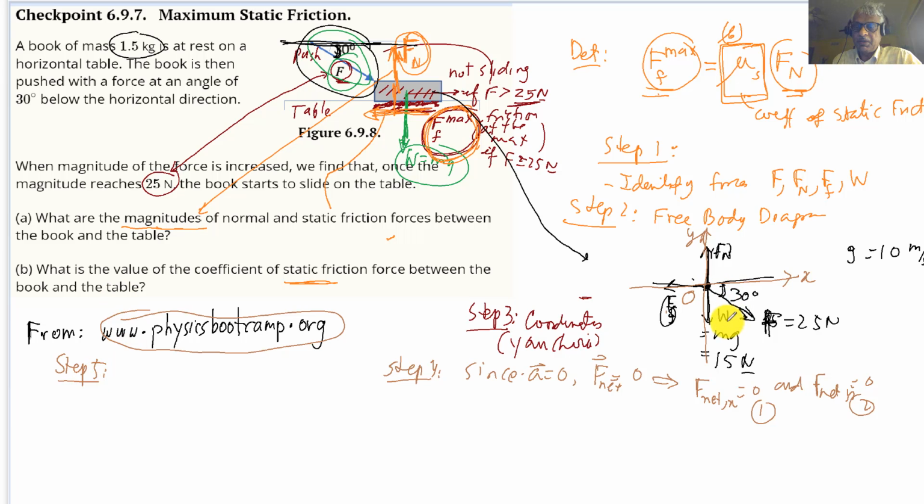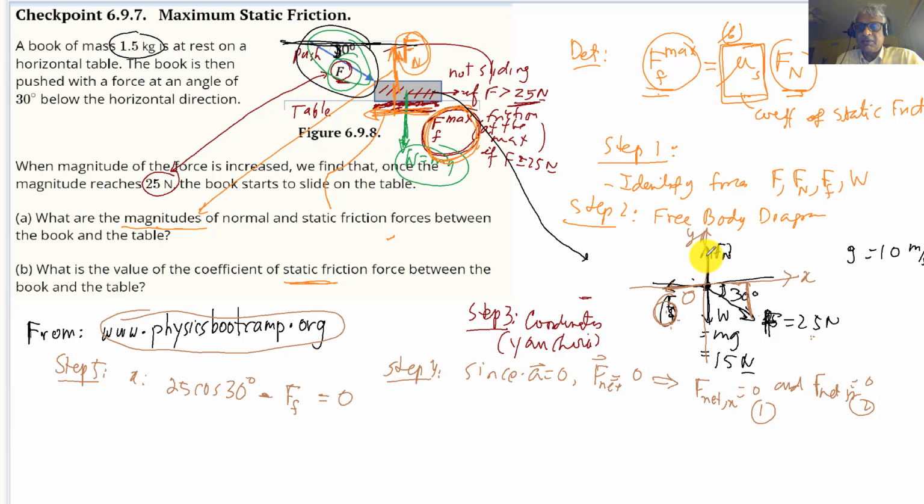So step 5 is implementing. You can see that if I go along the x-axis, I have 25 cosine 30 degrees, and minus F_F. This is negative, and this magnitude is positive, so it's minus F_F. And there's nothing else along the x-axis, that's equal to 0.